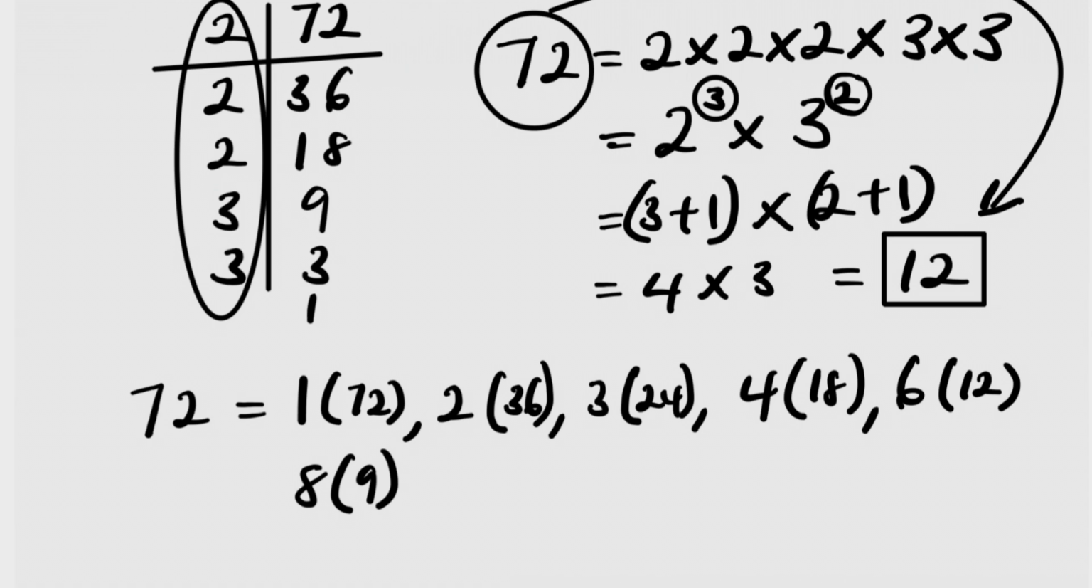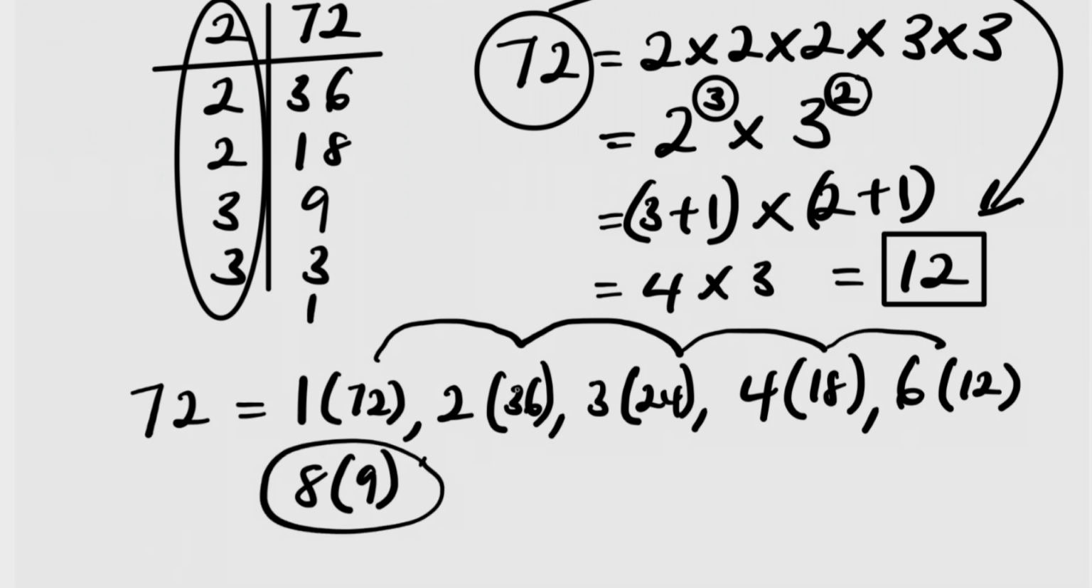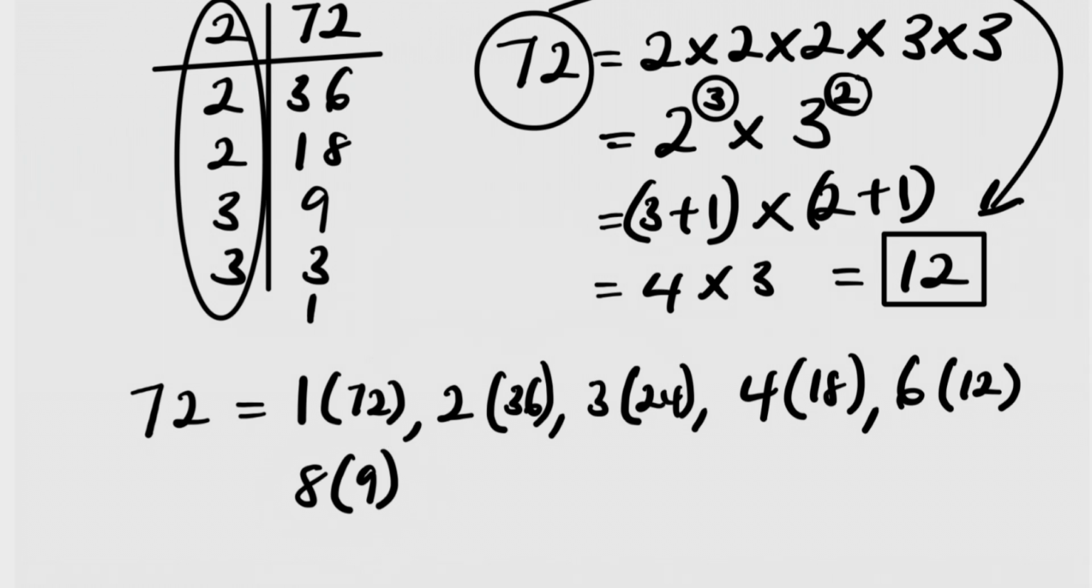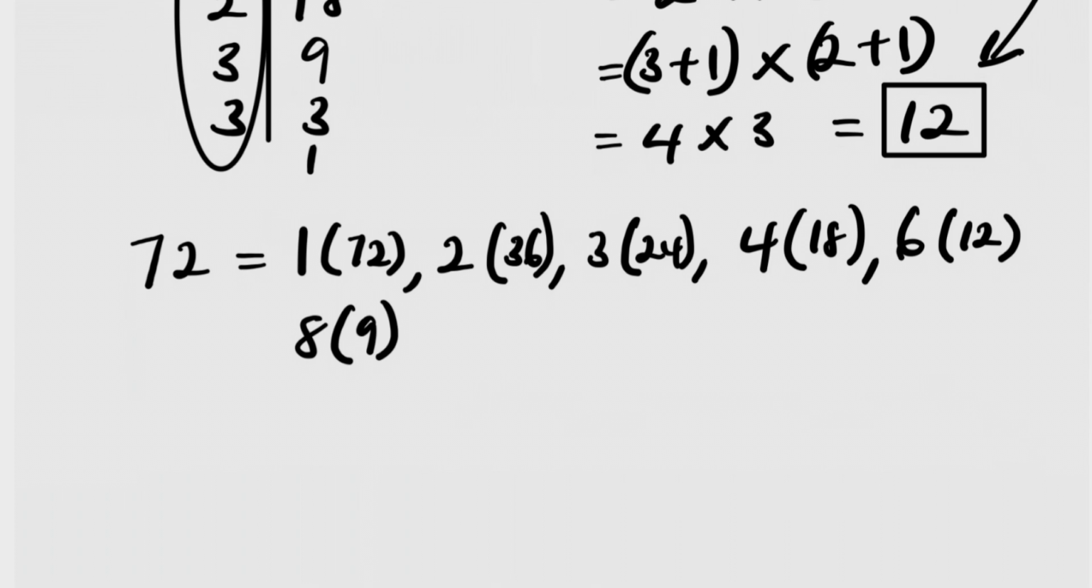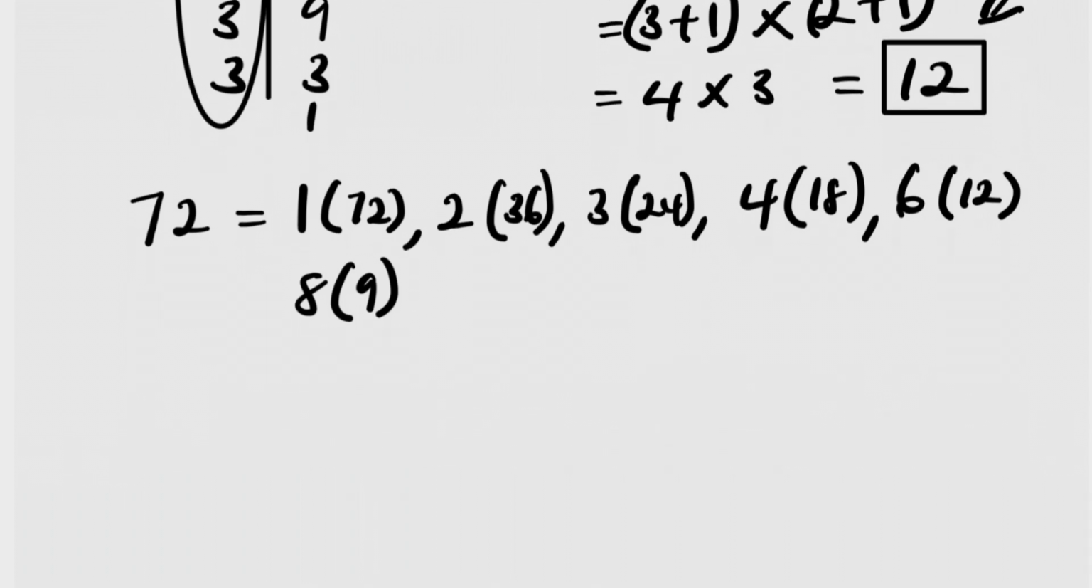So let us count. How many do we have? 1, 2, 3, 4, 5, and 6. So we have 6 pairs. And since we know that we are expecting 12, that means we have all our factors ready. We just need to write them out the right way.